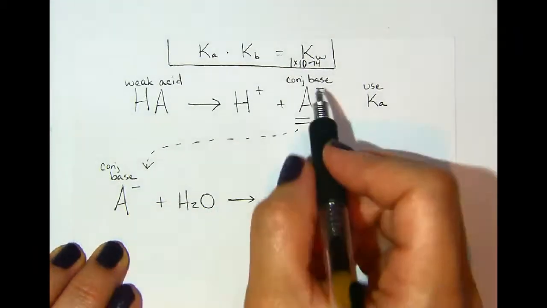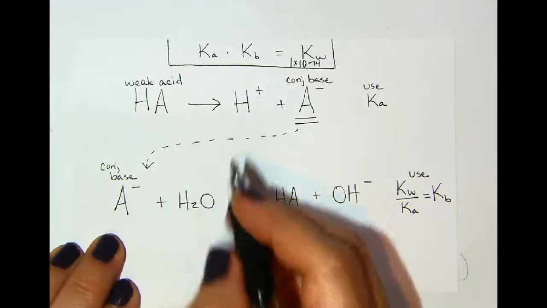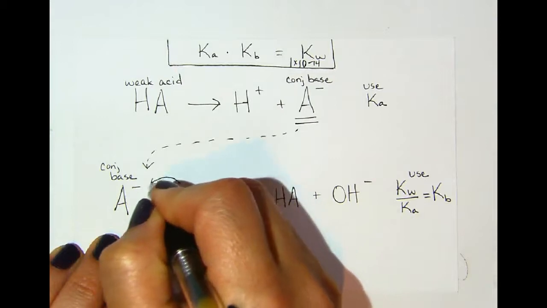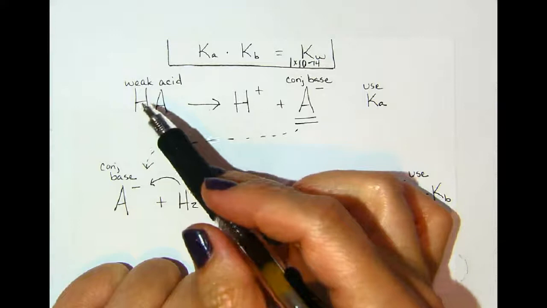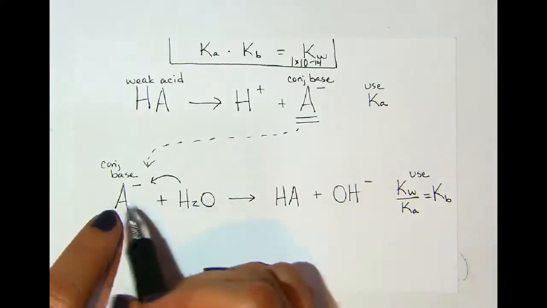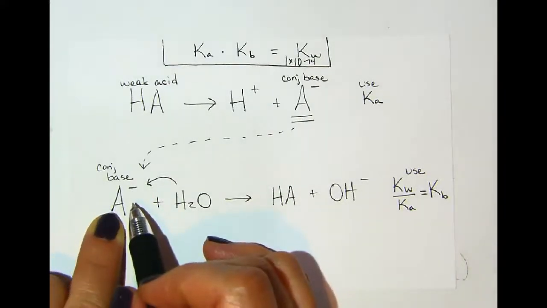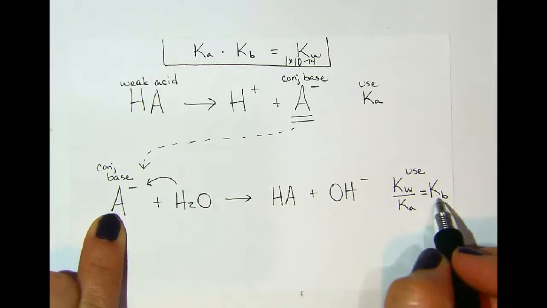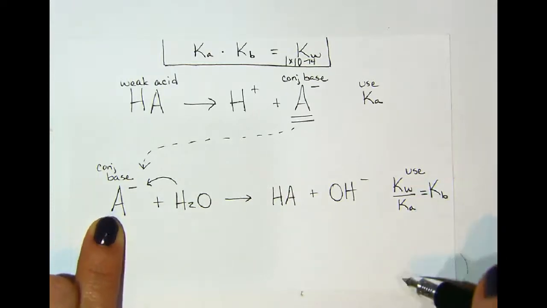However, if we have the conjugate base given to us and we want to know the pH based on the conjugate base, you're going to take the conjugate base and place it in water, and then when the water transfers a hydrogen over, you're going to get the weak acid and hydroxide. And in this case, we have to use the Kb instead. So when the conjugate base is on the left side of the equation, we want to use a Kb, and we can get that by taking the Kw divided by the Ka to get the Kb.